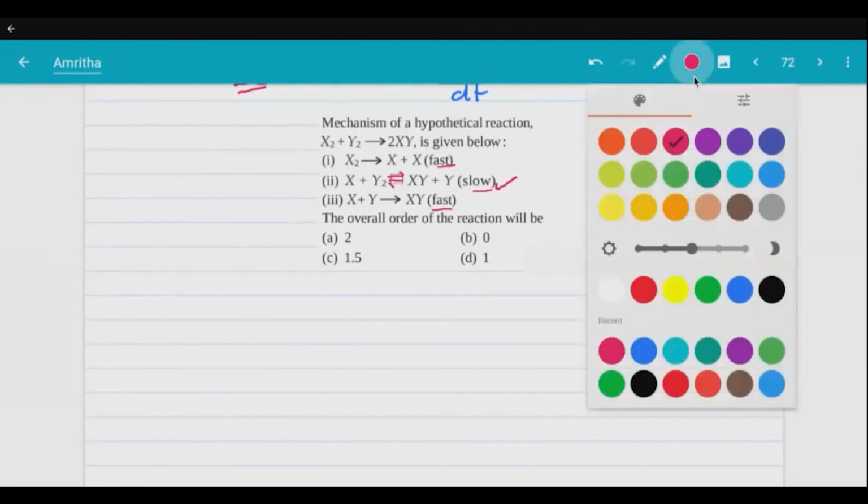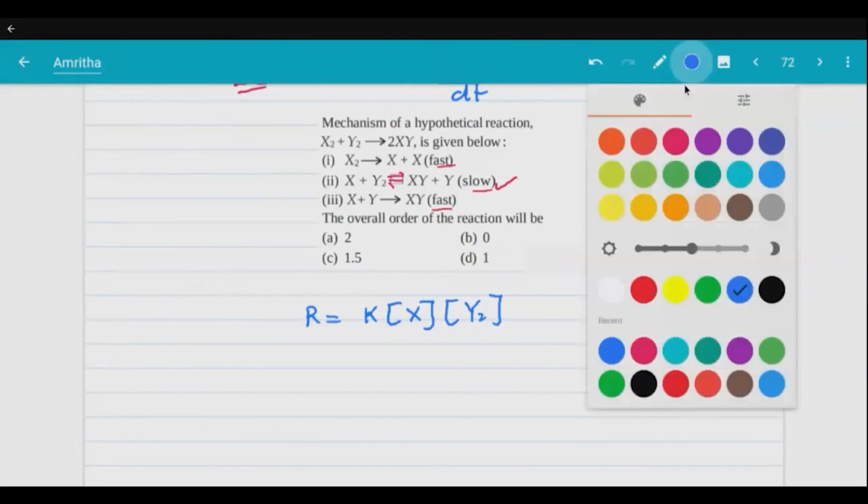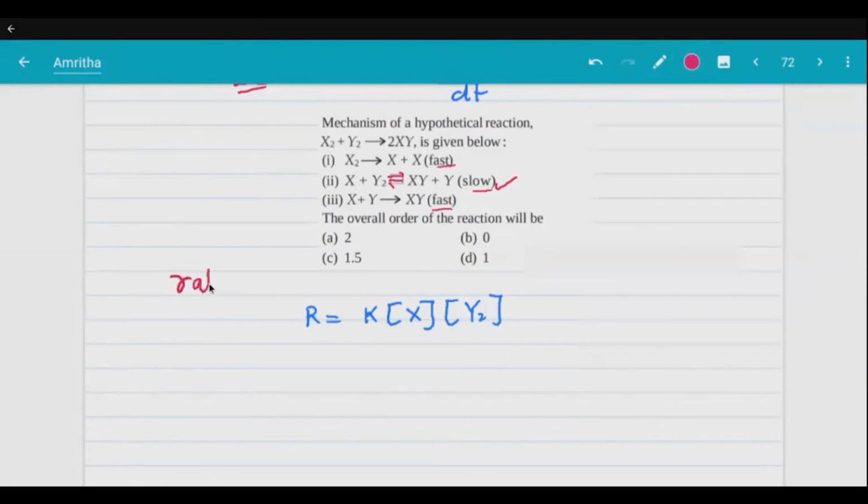So first thing what you have to do is, rate is equal to K into concentration of X, concentration of Y2. Fine. But remember one thing, this is called the rate law. What is this? This is rate law. Rate law always must be in terms of, like the previous question.